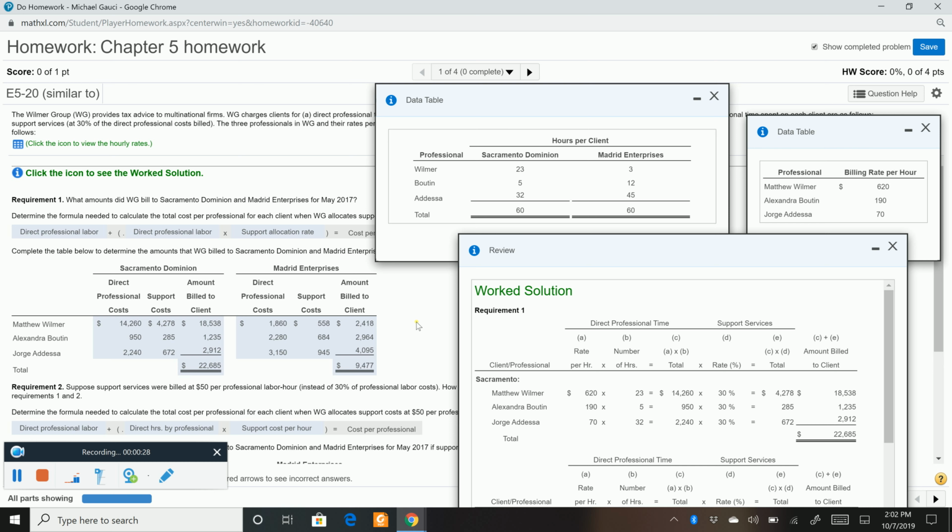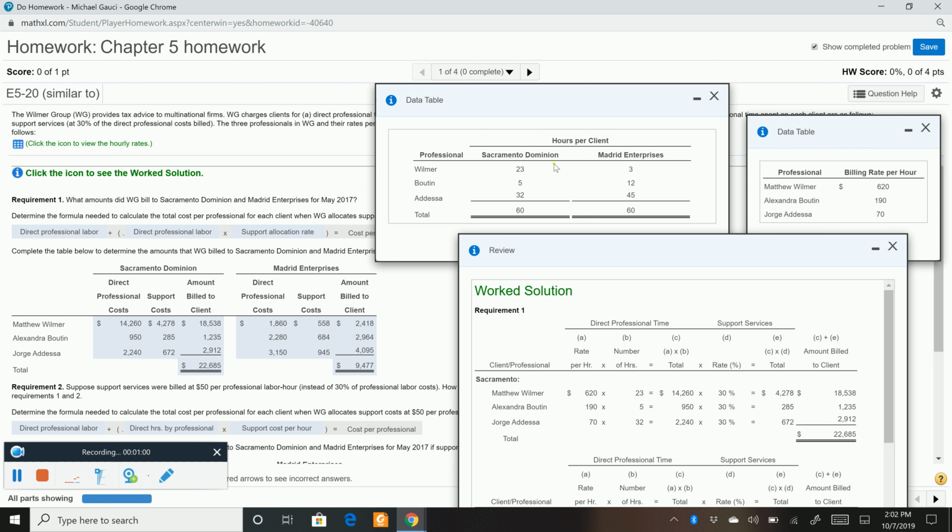We have a company here that actually provides tax consulting to multinational firms. In this firm, we have three professionals, three CPAs. We have Wilmer, and I'm over here in the data table. You can see I'm circling it. We have Wilmer, we have Boughton, and we have Odessa. There are two clients that they are billing. The first client is called Sacramento Dominion, and the second client is called Madrid Enterprises.